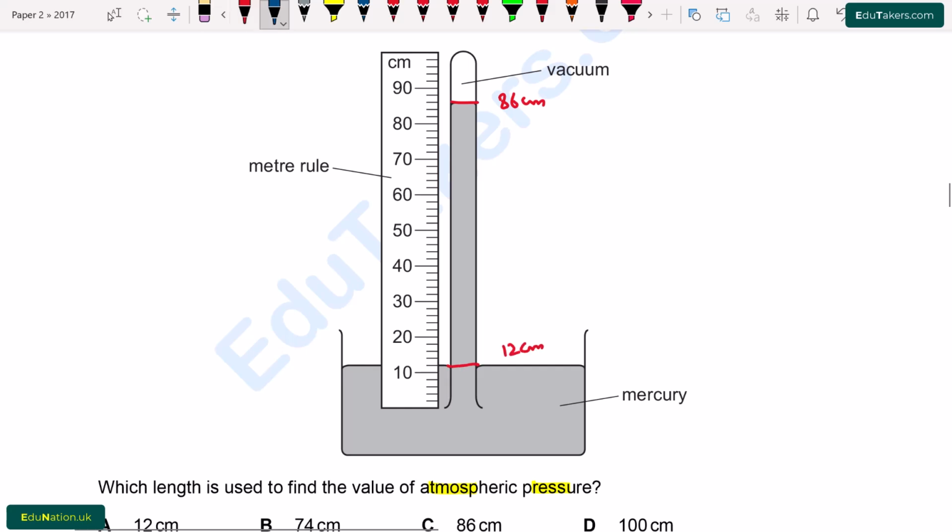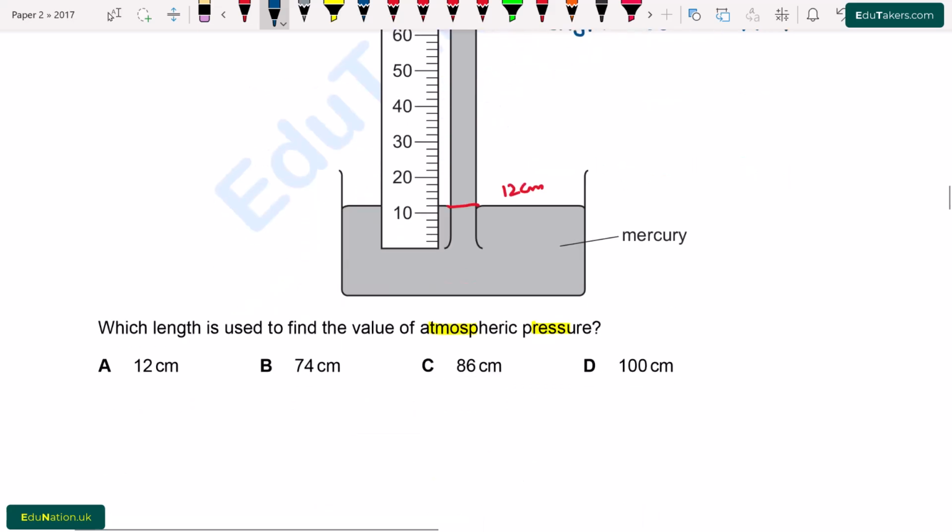So the length will be equal to 86 minus 12, which is equal to 74 centimeter. So this length is required to find out the value of the atmospheric pressure. Now we see the options. Option A 12 centimeter, B 74 centimeter. So option B is correct from here.